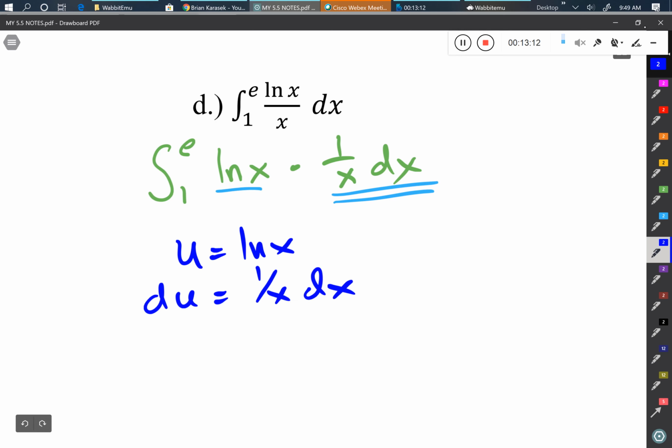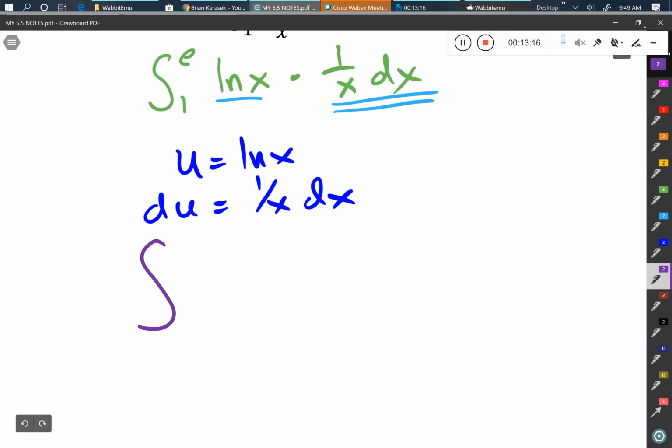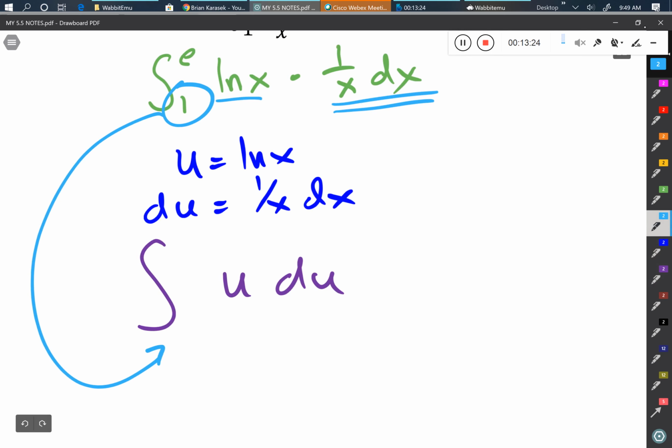u is the natural log of x, du is 1 over x dx. Everything is going to substitute perfectly. I get the integral of u du. What's my new lower limit of integration? What does 1 turn into? Well, if I put 1 into this statement right here, the natural log of 1 is 0.